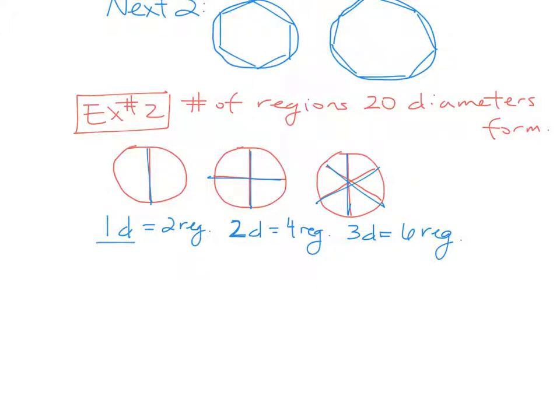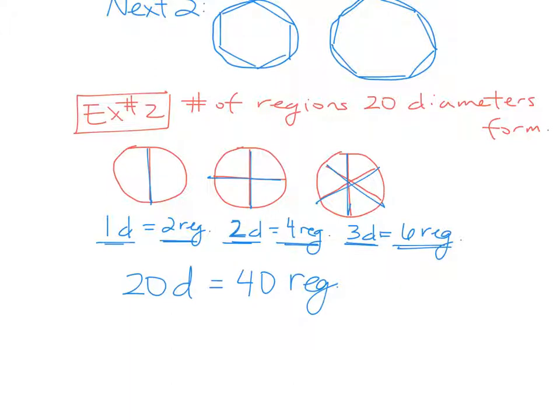Okay, so if 1 diameter got you 2, 2 got you 4, and 3 got you 6, then 20 diameters would get you 40 regions. Basically what you're saying is the number is doubling each time, right? 1 became 2, 2 became 4, 3 became 6. So we would expect that if you drew in 20 diameters, we would get 40 regions. You're just trying to make a conclusion. You could try to draw that, but I would not draw it well, so I'm not even going to try.